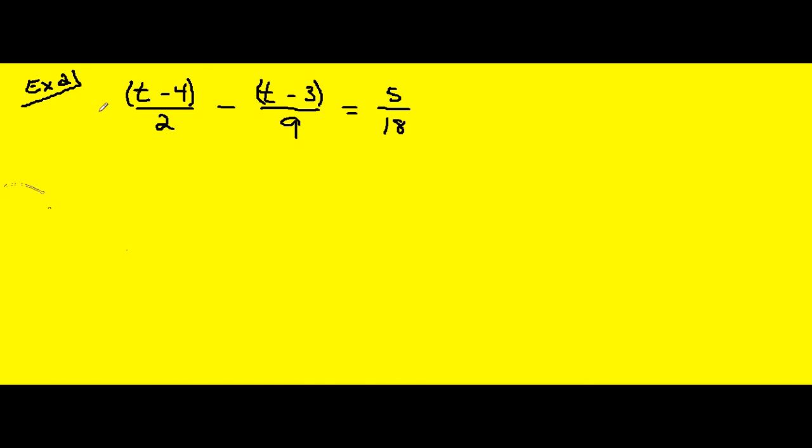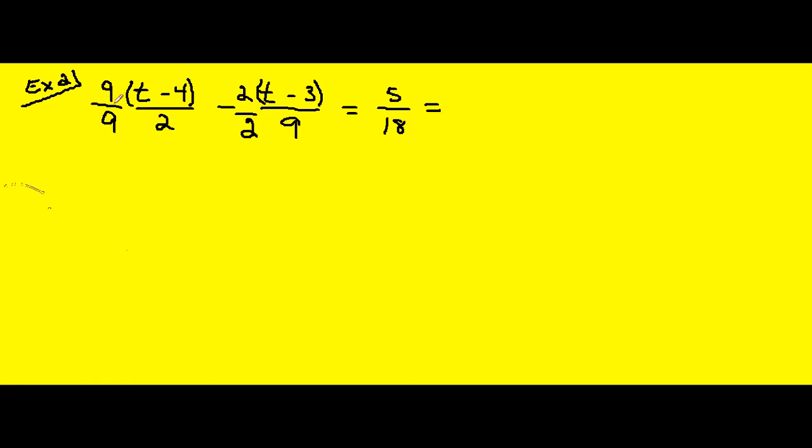So starting with t minus 4 over 2, I've got to multiply the 2 by 9, and what I do to the denominator, I have to do to the numerator. So I've got 9 over 9. This 9, I'm going to multiply by 2. What I do to the denominator, I have to do to the numerator, so it's 2 over 2. And the 18 I'll just leave alone. So again, my denominators are the same. I can just use my numerators to solve for t in this case.